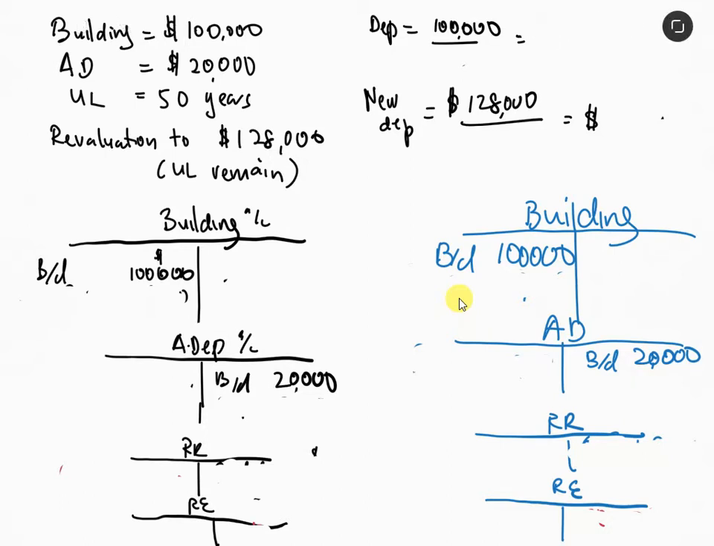How many years have I depreciated? Useful life 50 years. So 100,000 divided by 50, correct? 2,000 a year. And my accumulated is 20. I have already depreciated 10 years. How many years left? 40 years left. So 100,000 opening, 20,000 opening.